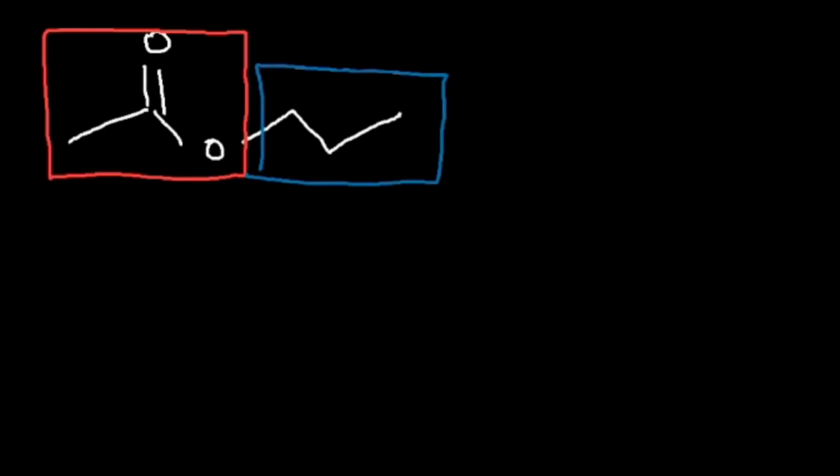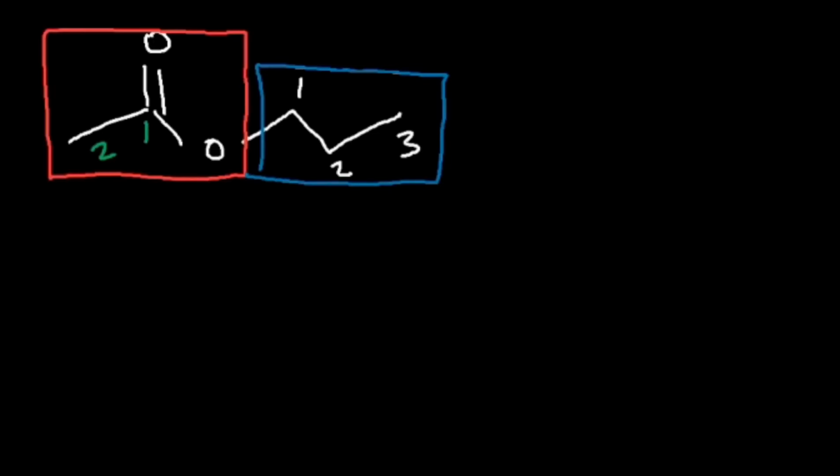Notice on the right, we have 3 carbon atoms, 1, 2, 3. On the left, we have only 2. Now make sure you know the names of the first 10 carbons. For example, an alkane with 1 carbon is methane, 2 carbons ethane, 3 propane, 4 butane, 5 pentane, 6 hexane, 7 heptane, 8 octane, 9 nonane, 10 decane. Make sure you know that.